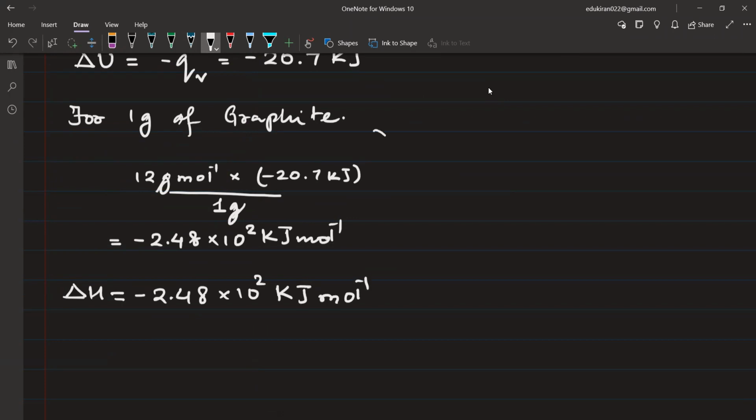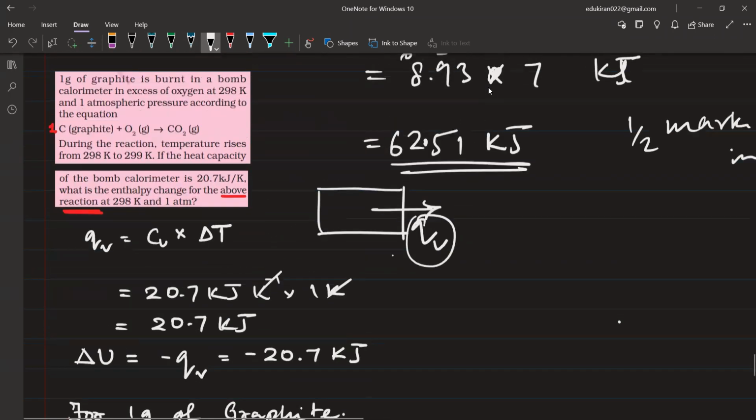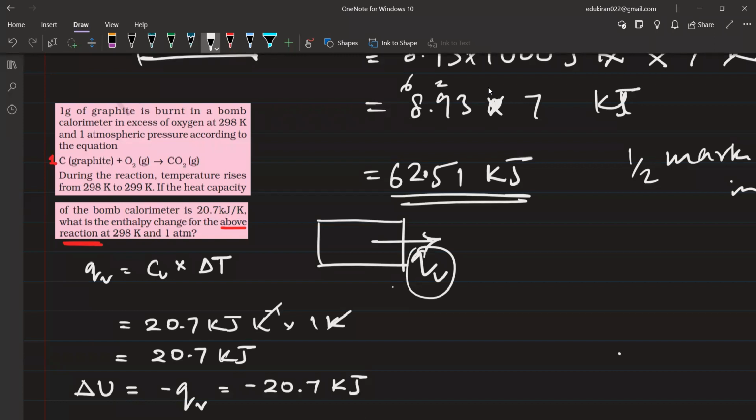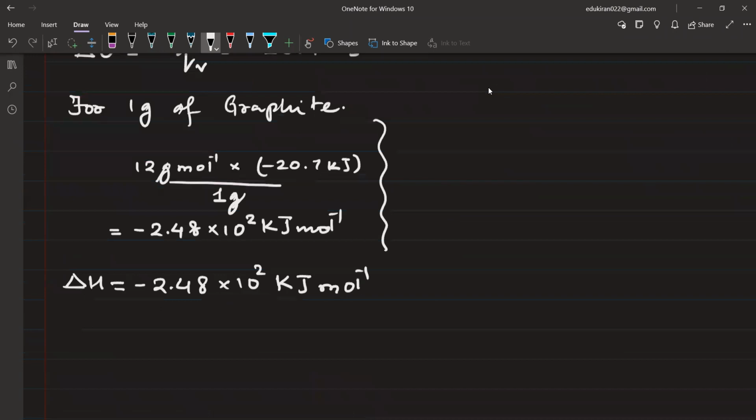Why? Because what is the change in the number of moles of gas यहाँ पे? This is graphite, graphite is solid, oxygen is gas, carbon dioxide is gas. So the change in number of moles is product minus reactant. In product we have 1 mole. In reactant also we have 1 mole. So delta Ng is equal to 0. When the number of moles of gas is equal to 0, delta H and delta U are equal.